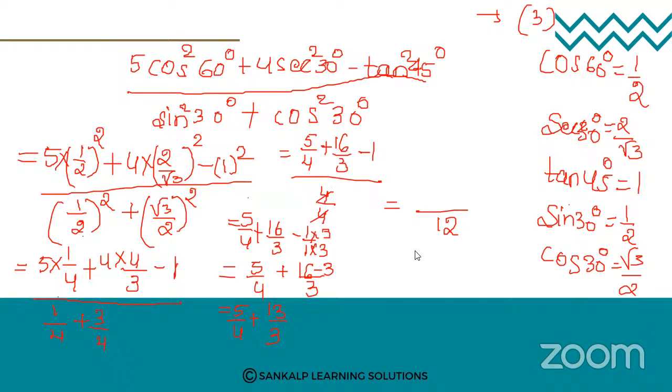12. So 4 3s are 12, 3 4s are 12, into 3 into 4. 5 3s are 15, plus 13 into 4. 13 4s are 52, divided by 12. So 15 plus 52, how much is it? It is 67 divided by 12. Therefore, our answer is 67 divided by 12. This is our final answer.